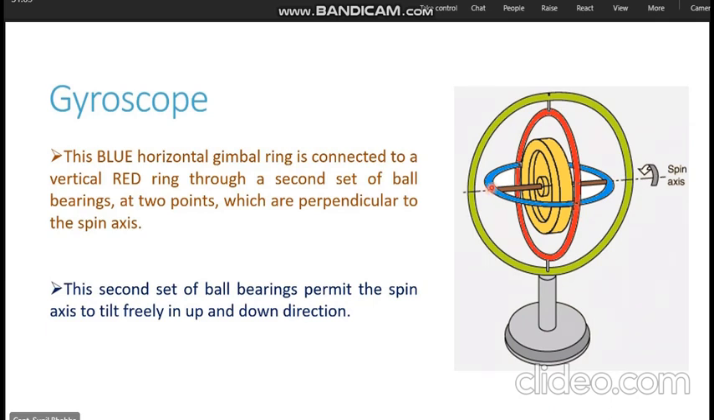You see, you can pay your attention to the laser pointer. This end of the spin axis can move upwards. This is known as tilting upwards, or this end can also move downwards. This is known as tilting downwards. So this set of ball bearings connecting the blue and red rings allow the spin axis to move up and down. And this up and down motion is known as the tilting motion. If the spin axis is pointing upwards, we say it is tilted up. And if the spin axis is pointing downwards, we say it is tilted down.